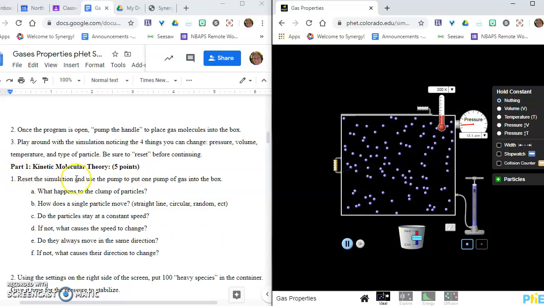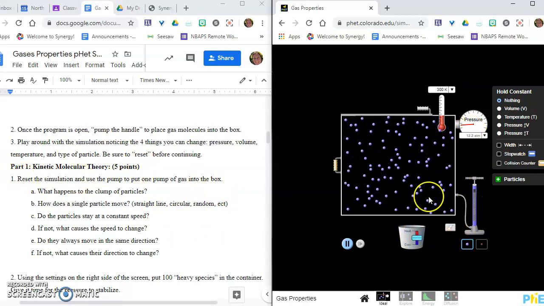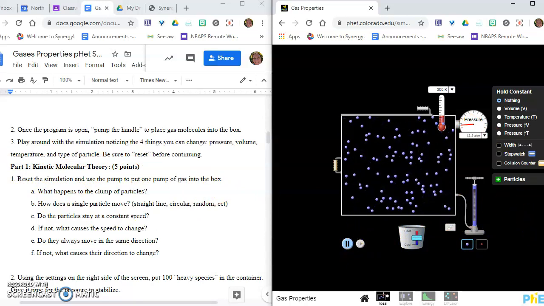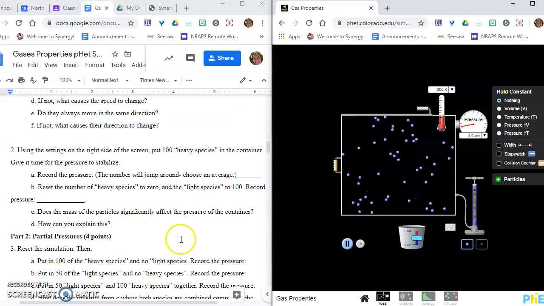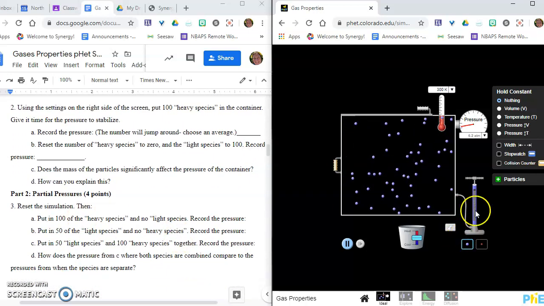So we're going to start here with number 1. We're going to reset. Okay, I'm going to do 1 pump. And then you're going to answer these questions. What's happening to the clump of particles? How does a single particle move? Is it straight, circular, random? Are they constant speed? What causes their speeds to change? Do they move in the same direction? If not, what causes their direction to change?